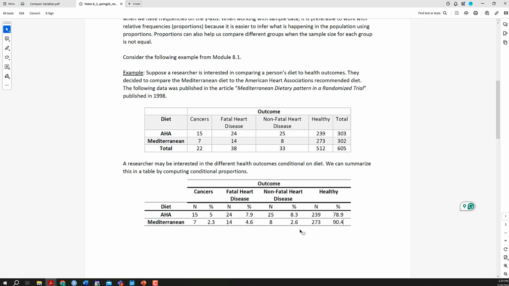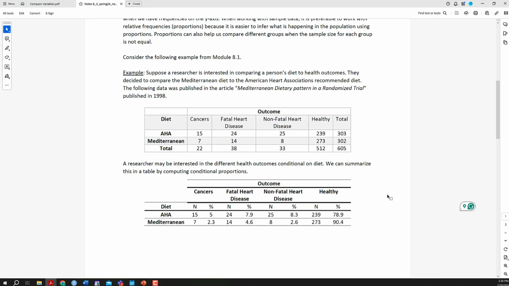But for right now, we can look at this sample data, and we do see that there's an association between diet and outcome. And again, we see this because, conditioning on AHA diet, if we look at each of those negative outcomes, we see they're happening at a higher percentage than they are for the Mediterranean diet. And then we also see the percent healthy is lower for the AHA diet versus the Mediterranean. So you'll often see tables like this, where you have some variable here that you condition on, and then you compare different outcomes.